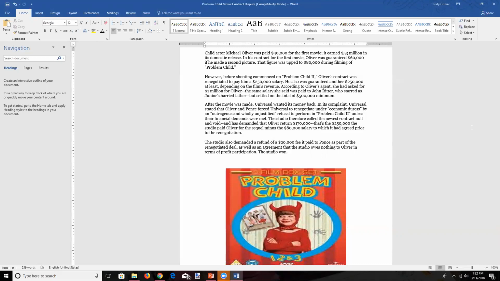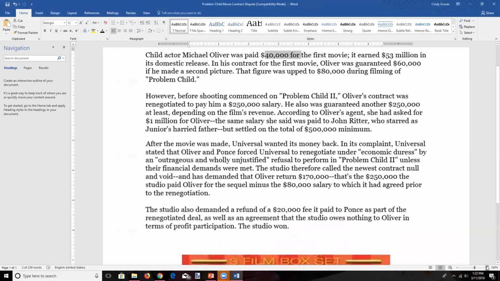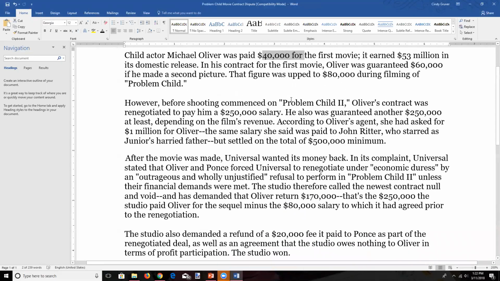And so the issue was, is this Michael Oliver going to be as intriguing and as interesting to watch as Macaulay Culkin was? So when the studio and Michael Oliver, or more likely Michael Oliver's parents, entered into this agreement, they negotiated. And they said, well, Michael's going to be paid $40,000. Let me make this a bit larger. So he's going to be paid $40,000 for the first movie.